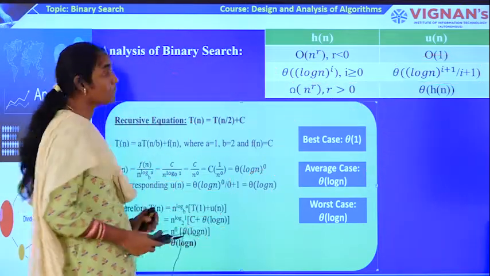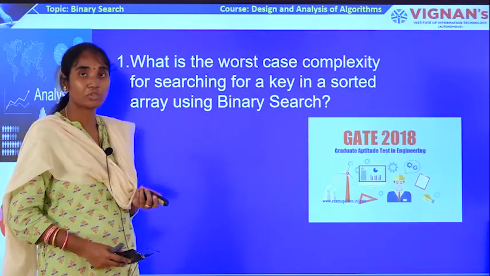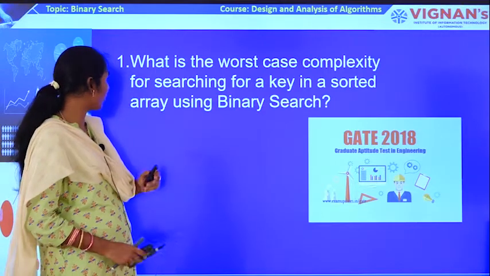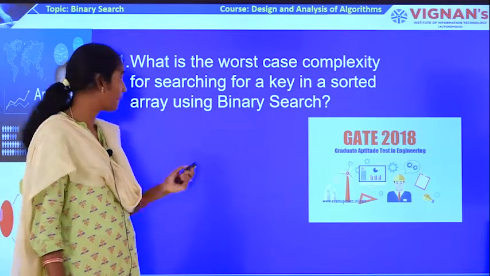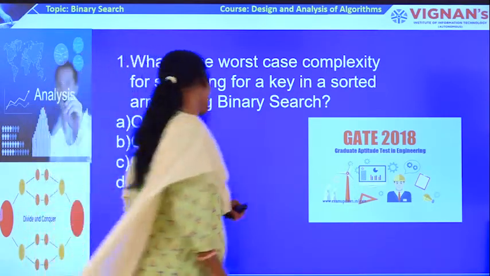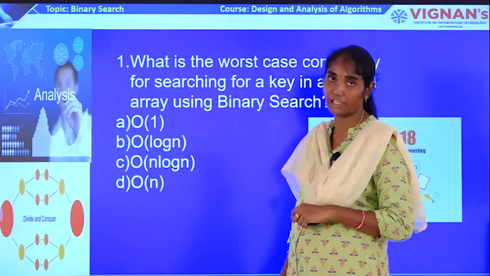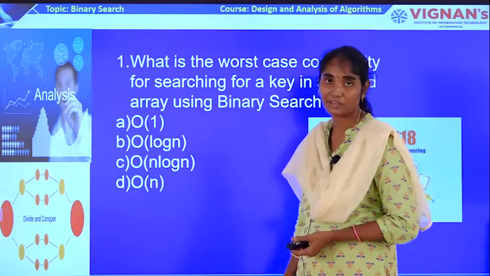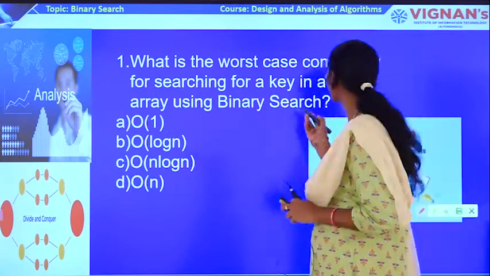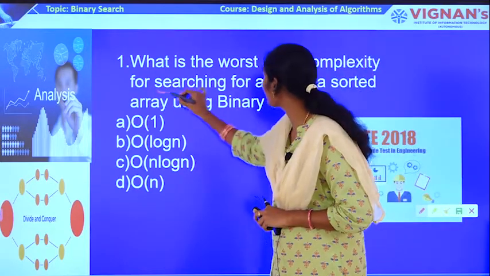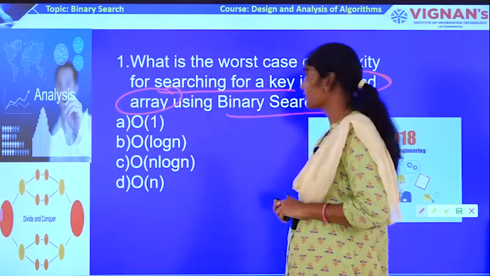Now let's see one more GATE question. It is given in GATE 2018. What is the worst case complexity for searching for a key in a sorted array using binary search? Here these are the corresponding options: big O of 1, big O of log n, big O of n log n and big O of n. So what might be the option? Here you need to read the question carefully. That is, searching for a key in a sorted array using binary search.